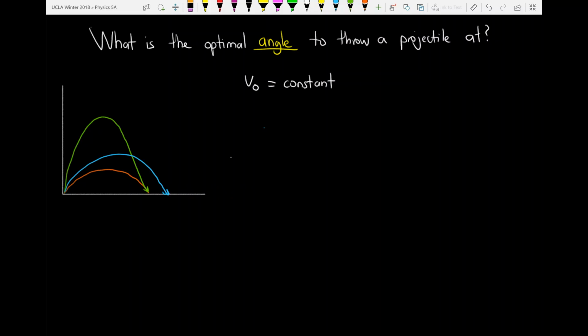I knew that I had to throw it somewhere in the middle, right? I knew if I throw it too high, if I throw a ball like this, it's just going to come straight back down. And if I throw a ball like that, it wouldn't quite make it to the very end. So I knew it's somewhere in the middle, but where exactly? Is it 30 degrees? Is it 60 degrees? Is it 45 degrees? I really didn't know.